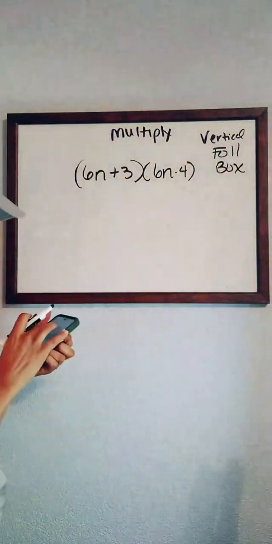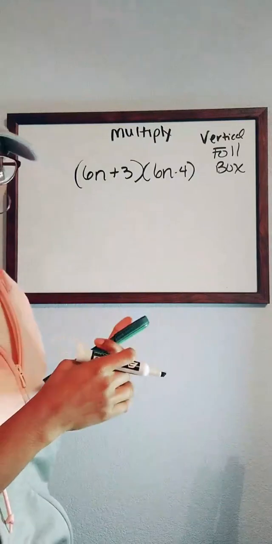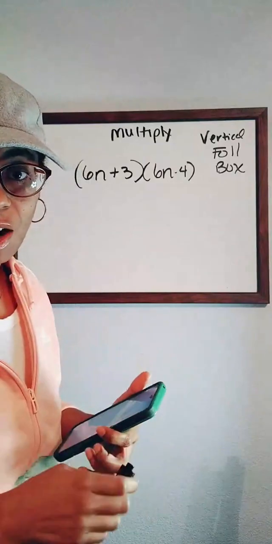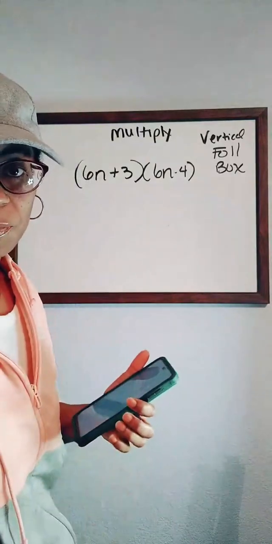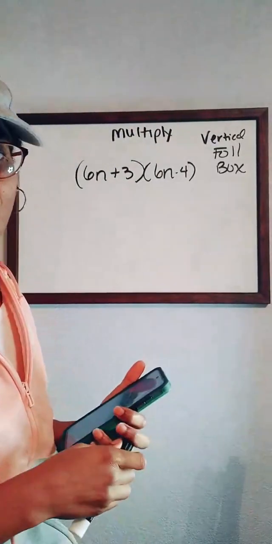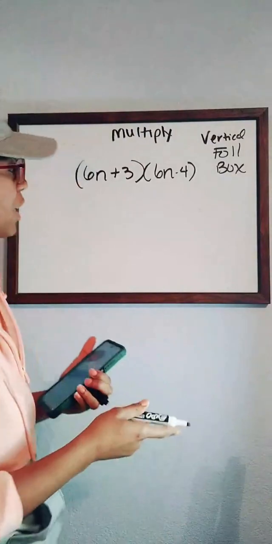So a lot of different ways to multiply. You just got to figure out which one you're going to rock with. It all depends on what you like. You know what I'm saying? What floats your boat?